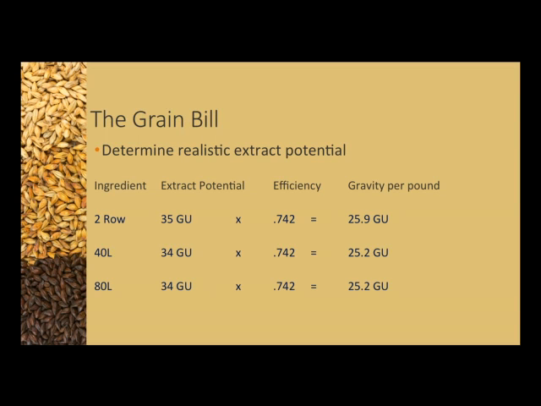Here you can see that the extract potential of 2-row is 35 GU. Considering that our efficiency is 74.2%, we can reasonably expect to extract 25.9 GU per pound of 2-row. Using the same equation for the caramel malts, we can see that they have a slightly lower extract potential and therefore will have a slightly lower gravity per pound than the 2-row.